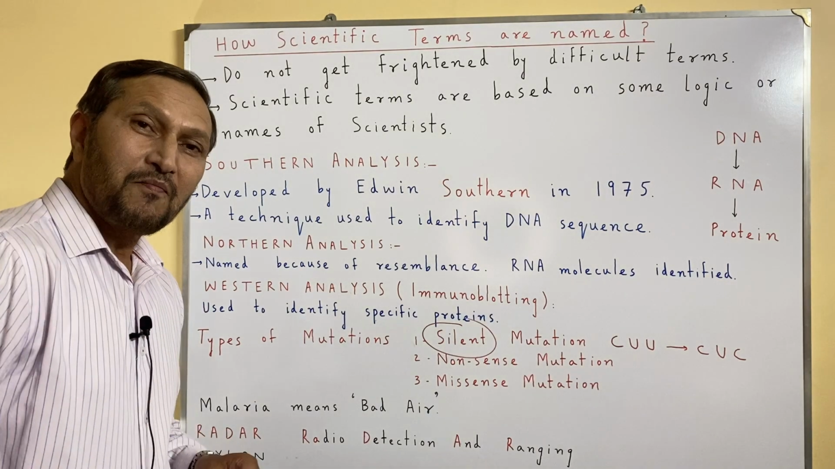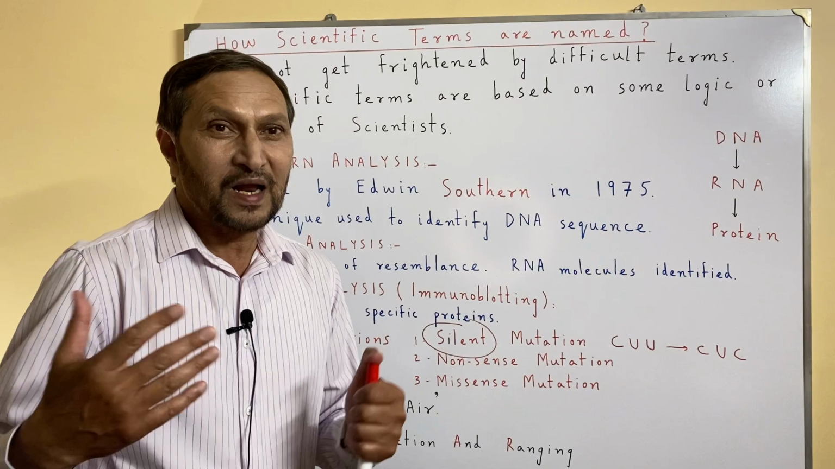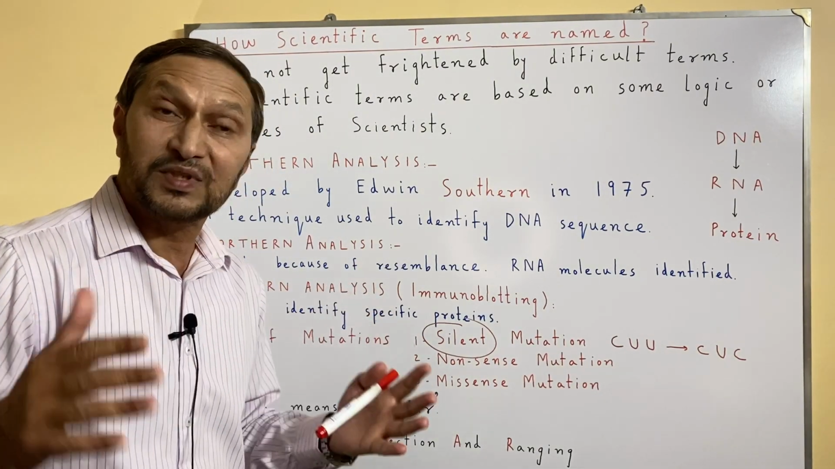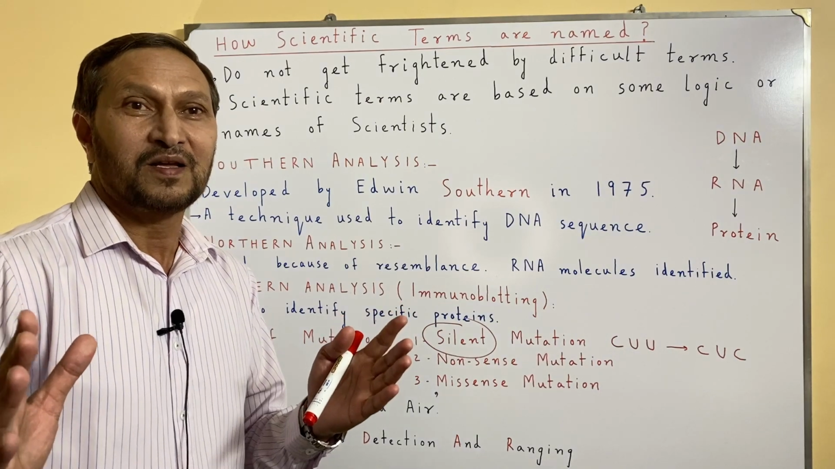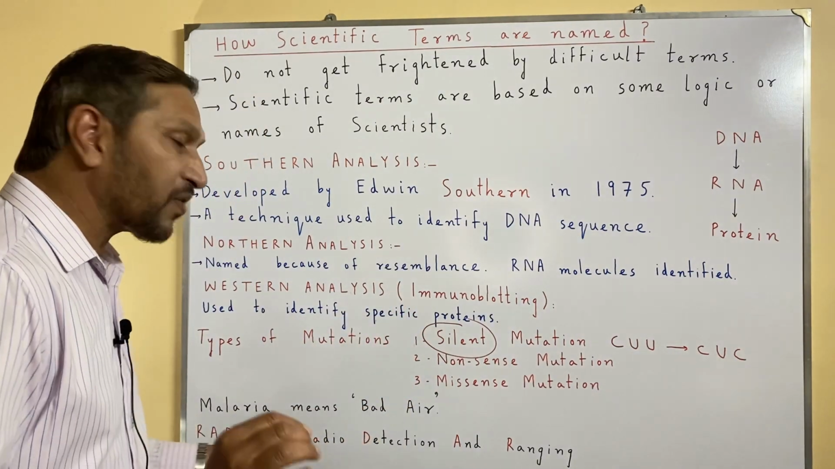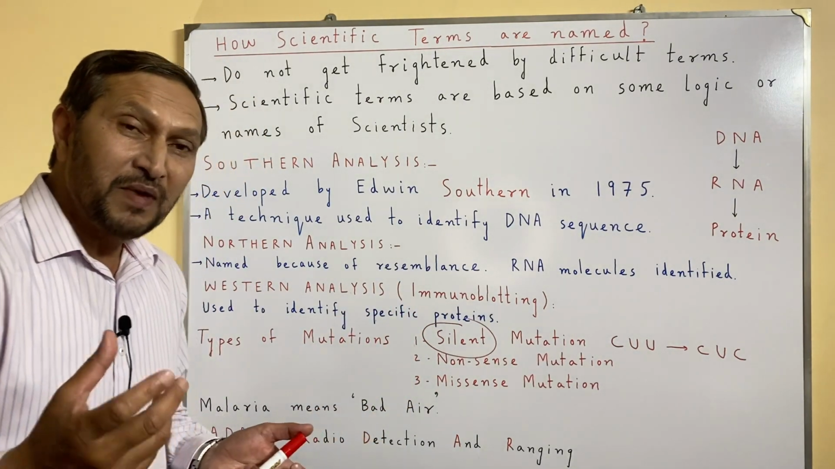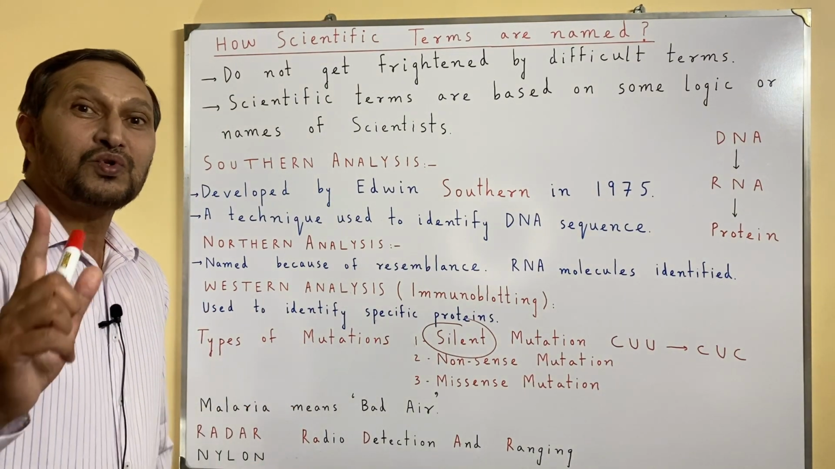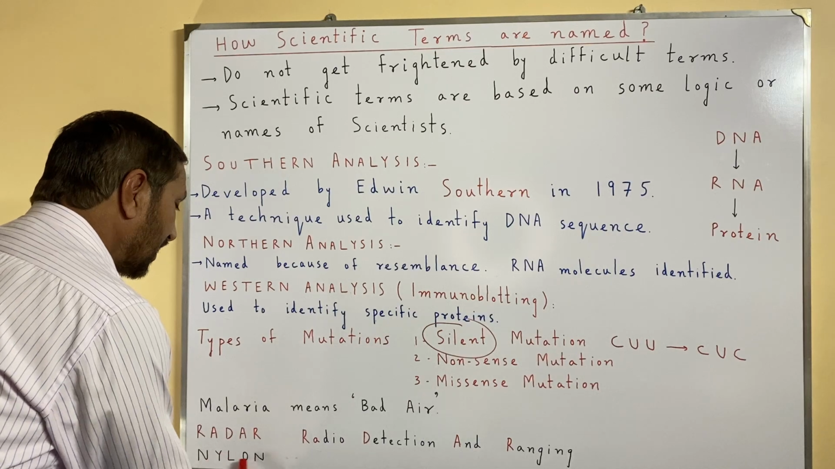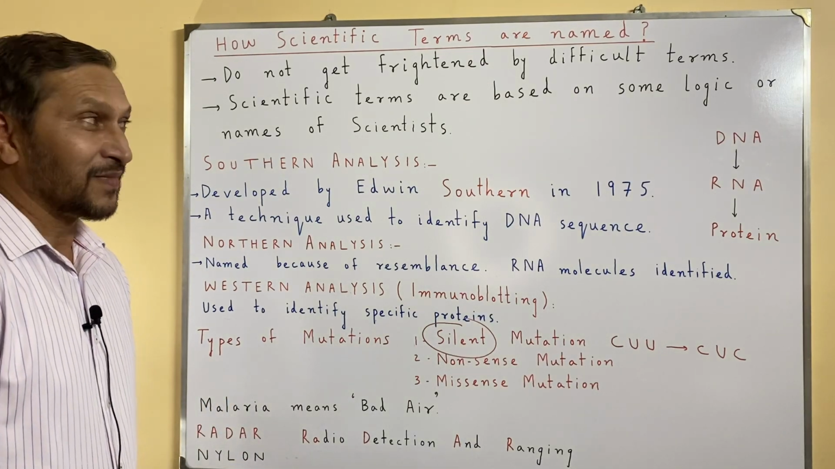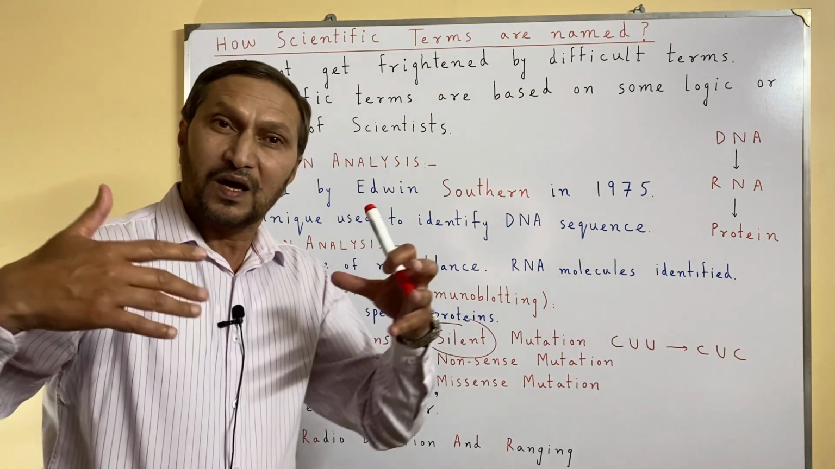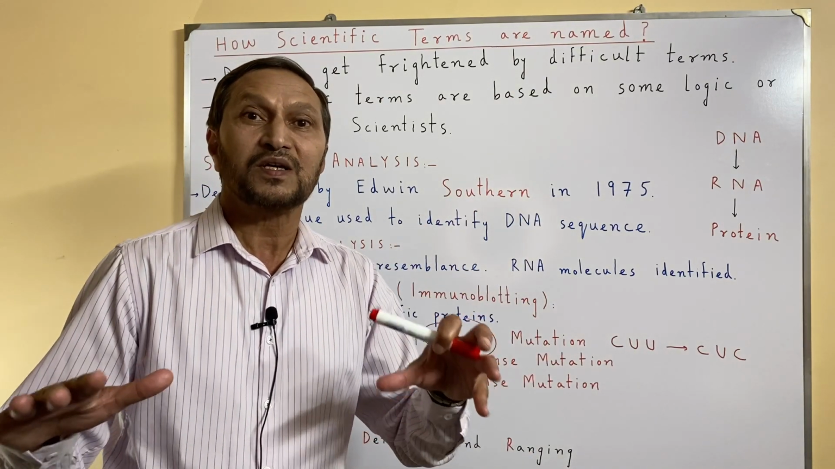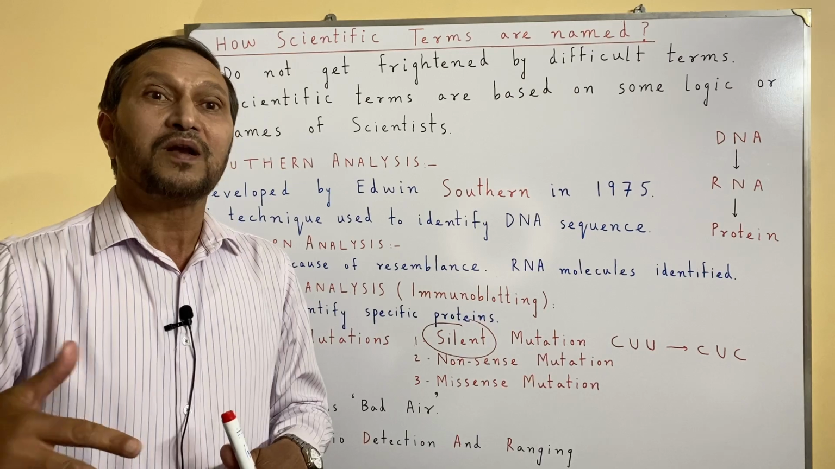Similarly, nylon is another scientific term. Many people used to think that nylon, the first synthetic fiber, when it was invented, was named after two cities, New York and London, right? So that's how scientific terms are used.